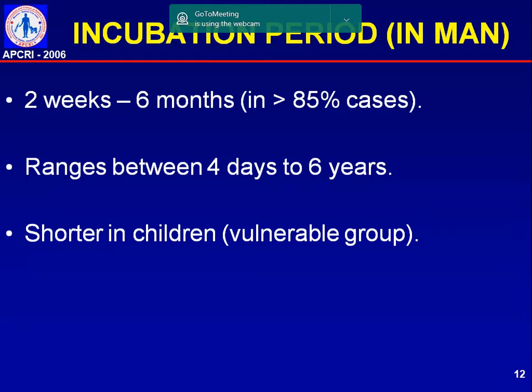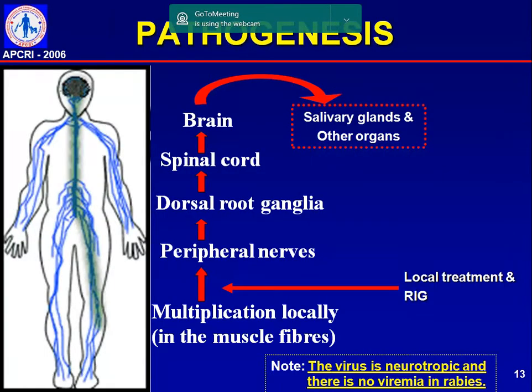It ranges between 4 days to 6 years. A shorter incubation period is seen in children, who are the vulnerable group. The shorter incubation depends upon the site of injury on the body. If the injury is seen on the face, neck and head, there will be a shorter incubation period. Okay? And now the pathogenesis, how it affects the body.